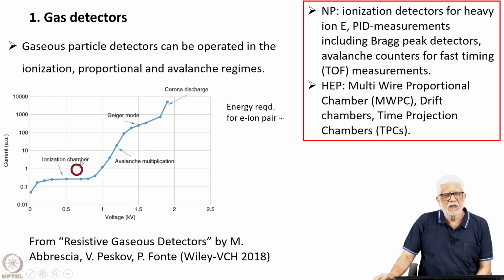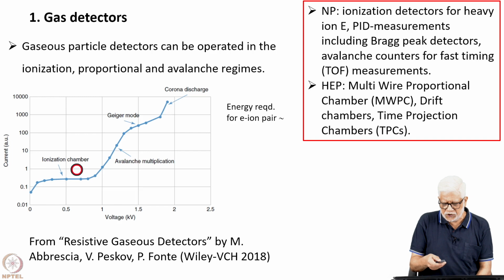This is where once you have produced the primary pairs, they are collected by the anode and cathode. The electrons drift towards the anode and the positive ions drift towards the cathode. If you increase the voltage, of course, the drift velocity increases, but you have not applied a voltage enough to actually make further ionization. So, there is no secondary ionization produced.